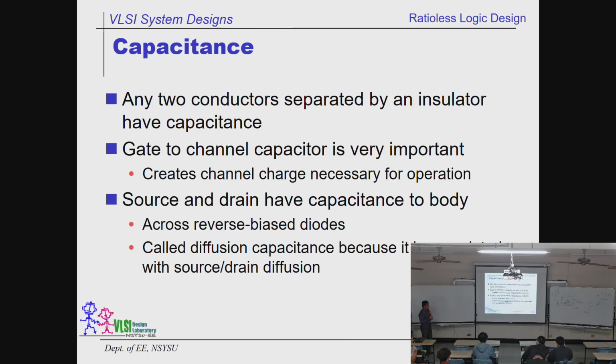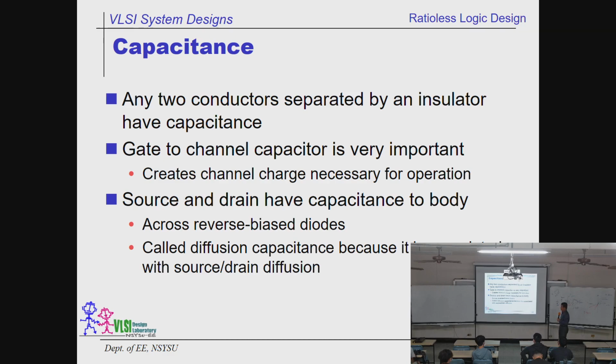So the next question is how to calculate the capacitance. The capacitance, parasitic capacitors, is everywhere. It does not just exist between the gate and the channel. As long as we have a PN junction, we have parasitic capacitors. So we have to understand why other parasitic capacitors exist and how to estimate that.